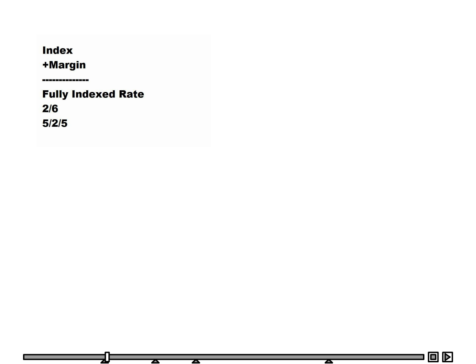Let's go through another example. This time let's use the 5-2-5. Now when you have three numbers, the first number is typically the interest rate cap on the first adjustment. The second number is the interest rate cap on the periodic adjustments after the first adjustment, and the third number is the lifetime cap. So on this loan, let's say we start at 6%.